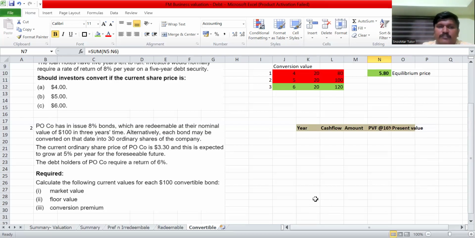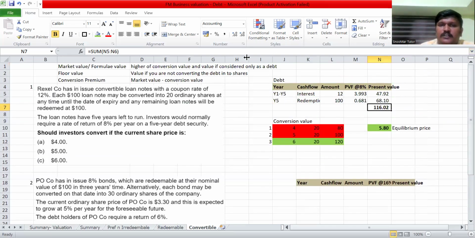So debt holders of the PO company require a return of 6%. Calculate the following current values for each 100 convertible bond: what is the market value, what is the floor value, and what is the conversion premium. So you need to calculate the market value. As mentioned earlier, you are looking at the higher of conversion value and the value if considered only as debt. So let's consider how this is performed.